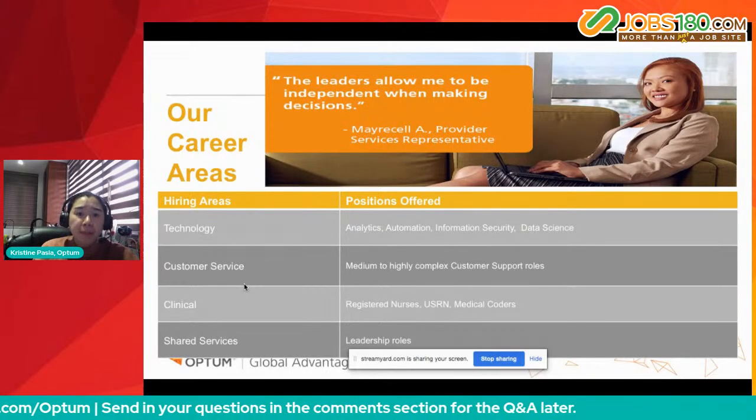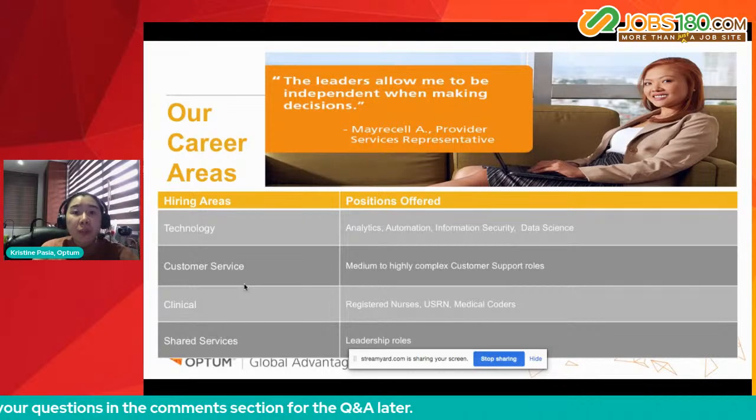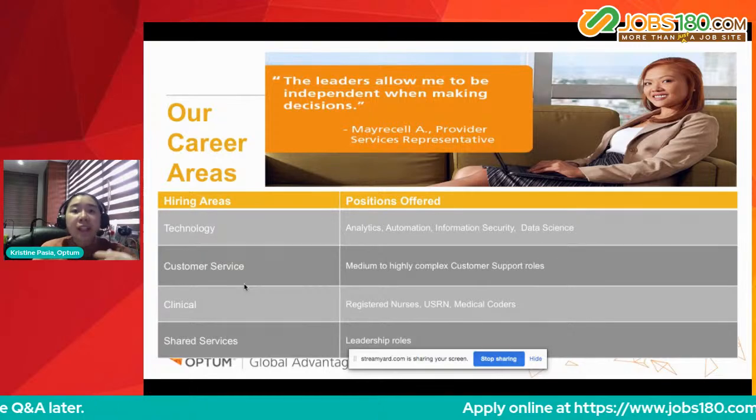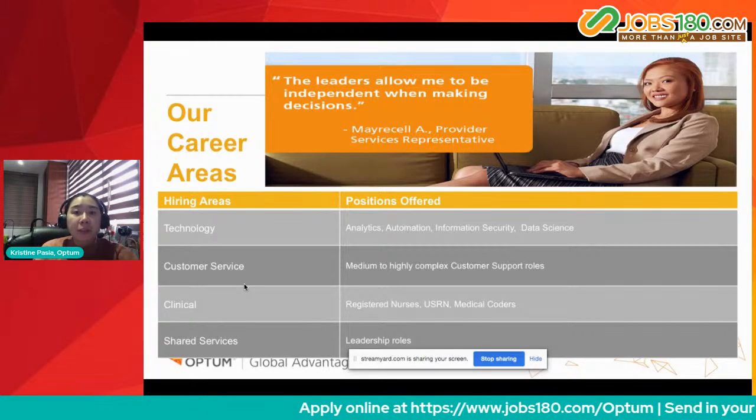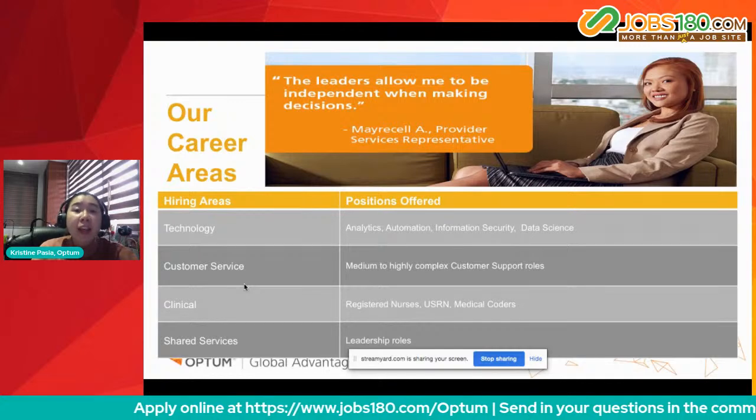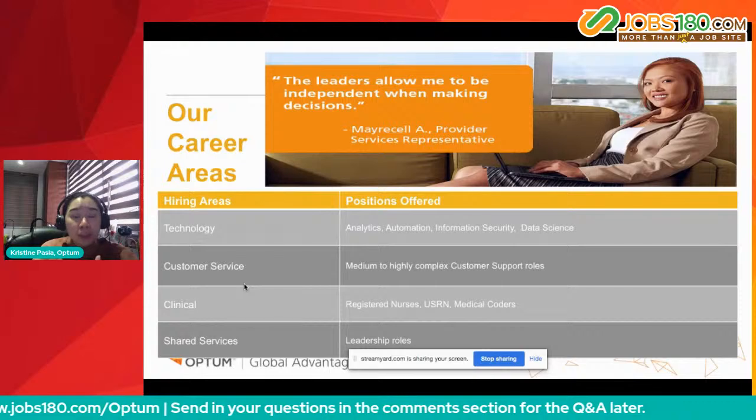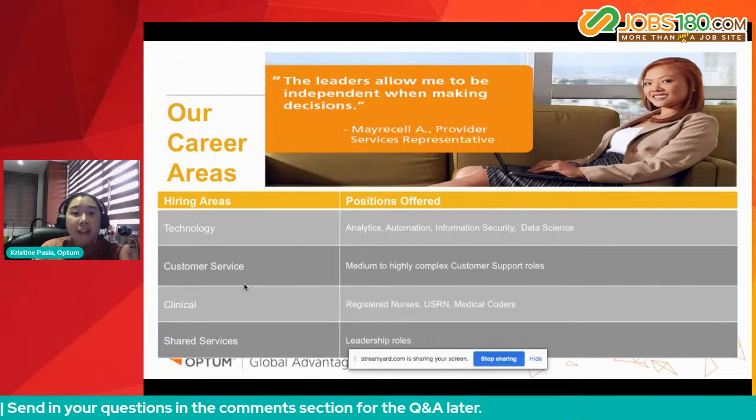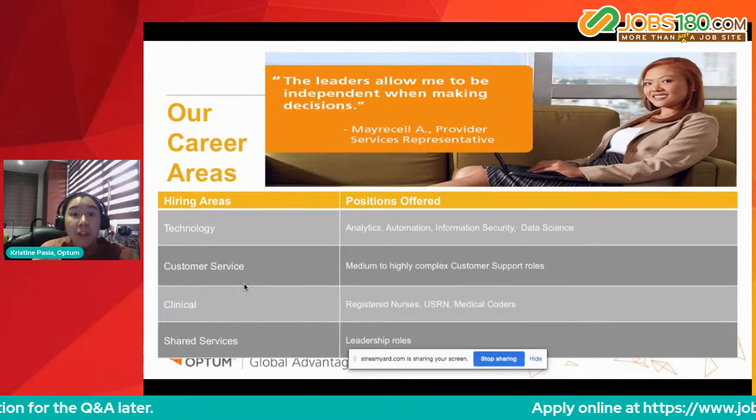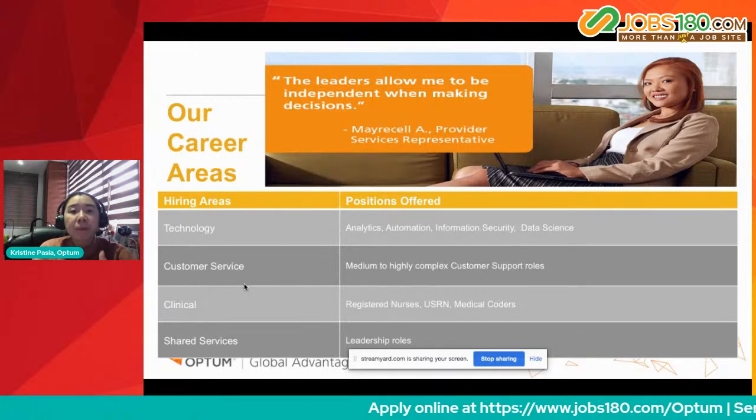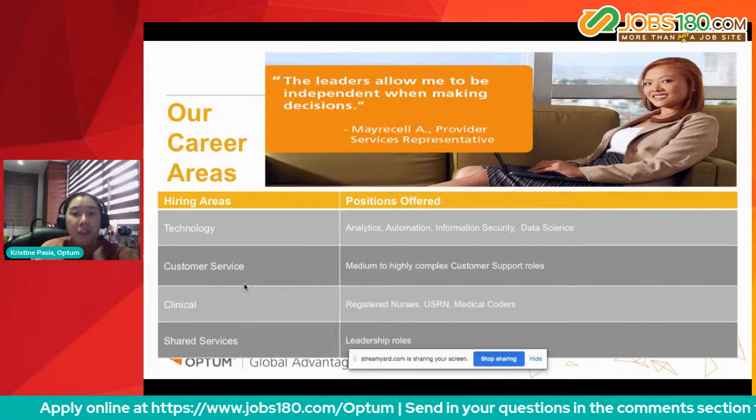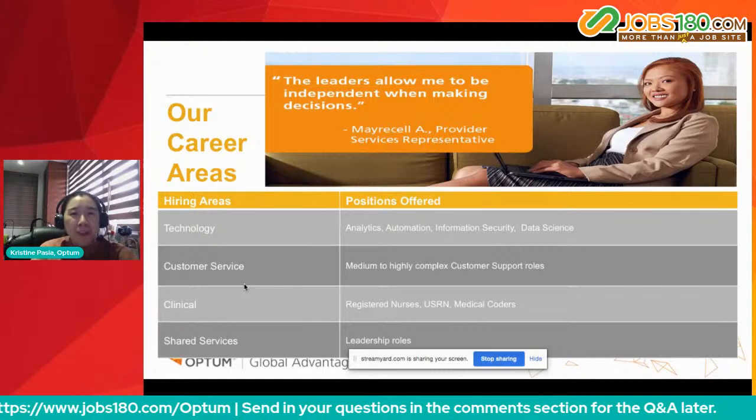And for the clinical business, this is mainly where we hire our medical allied courses or our nurses. So registered nurses, USRNs, and medical coders are very much seen in these opportunities. And also, of course, the medical allied courses. And lastly, for shared services, these are more for our leadership roles or more of the back end roles that handle how the organization works. So we're kind of like the backbone. This is where human capital or the human resources department comes in, and also more of the leadership roles that handle how everything really works well within the organization.